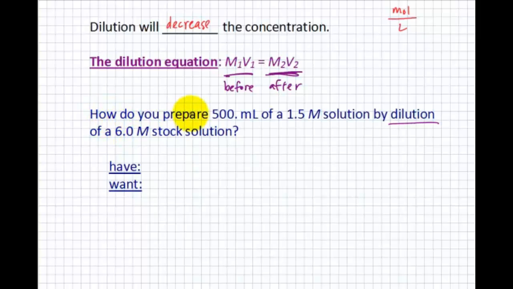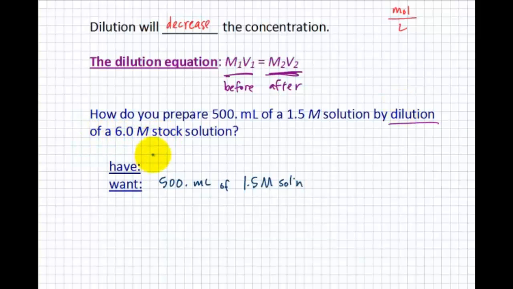How do you prepare 500 milliliters? That's something we want to make. We want to prepare 500 milliliters of a 1.5 molar solution. We don't have 500 milliliters yet. We will after we do the dilution to prepare it. How do you prepare that? By dilution of a 6.0 molar stock solution.